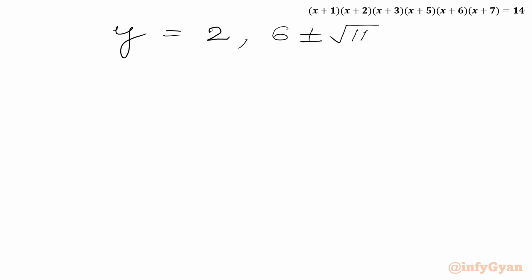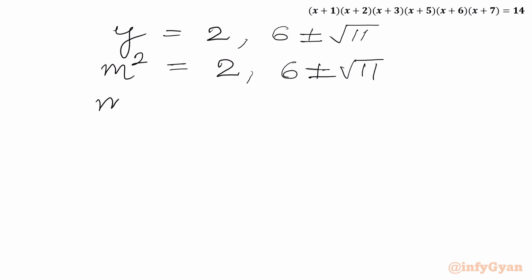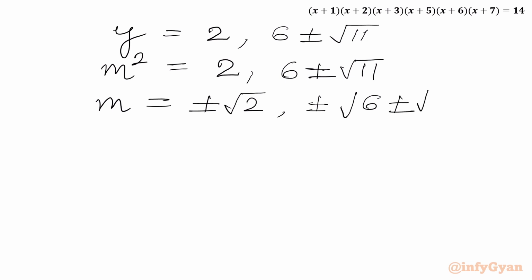So I will write y equal to 2, 6 plus minus square root 11. Now y was our substitution. This was m square. So I will write m square equal to 2, 6 plus minus square root 11. Now we will consider square root both sides. So we will get m equal to plus minus square root 2, plus minus square root 6 plus minus square root 11. Now m was also our substitution.